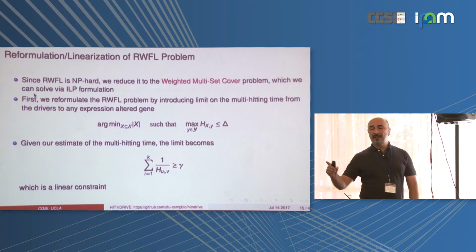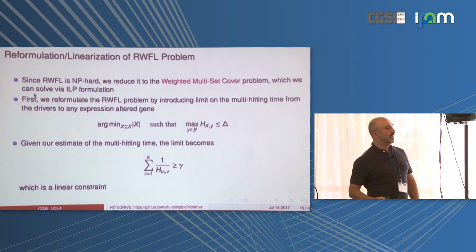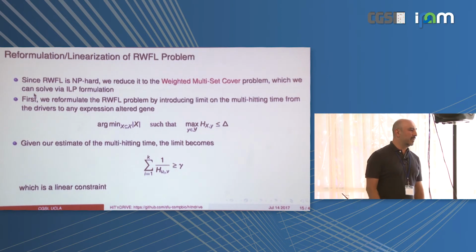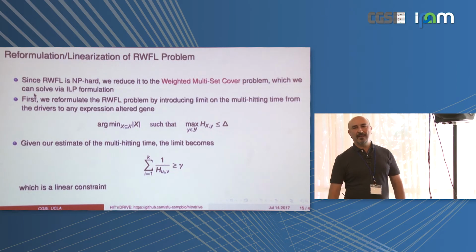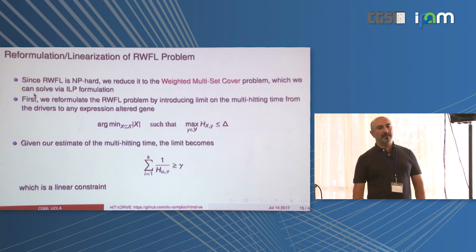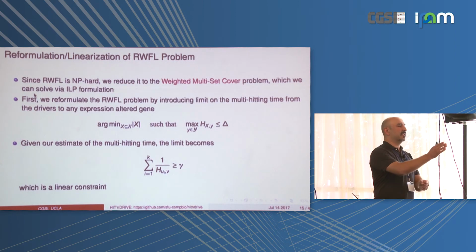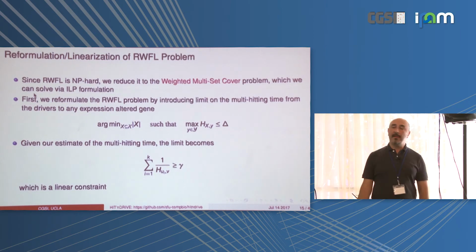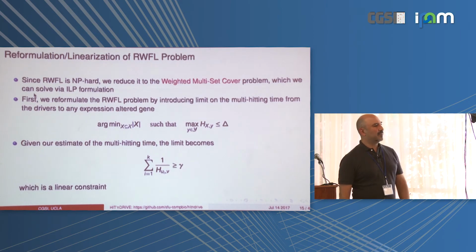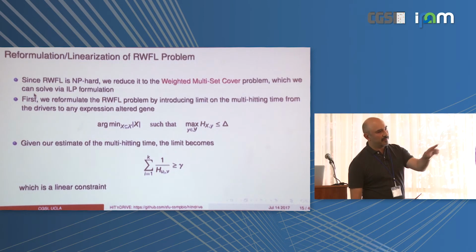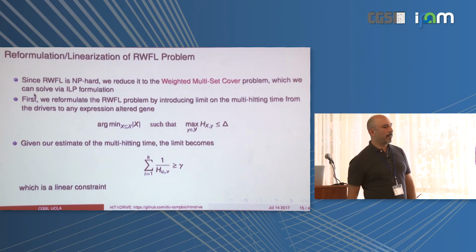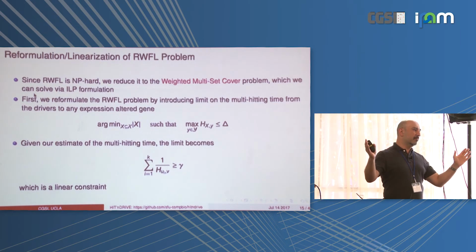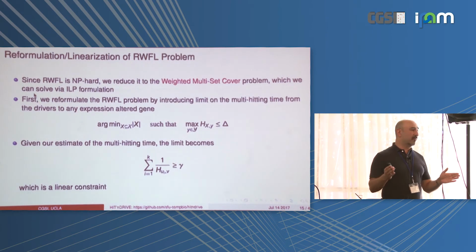to make sure that the expression-altered genes get sufficient influence from the collection of these drivers. So my goal is to make sure that every single expression-altered gene receives a total influence, which is the sum of the inverses of the hitting times, my estimate for the inverse of the multi-hitting time, that is high enough so that I'm convinced that these potential drivers really are driving the expression up or down. And that suddenly reduces the problem to a set cover problem.